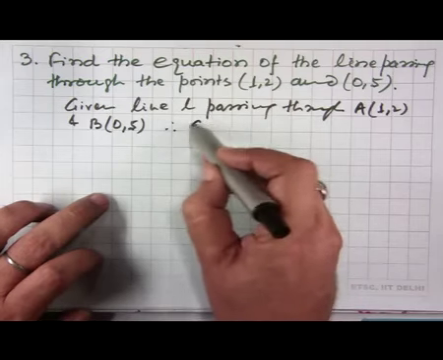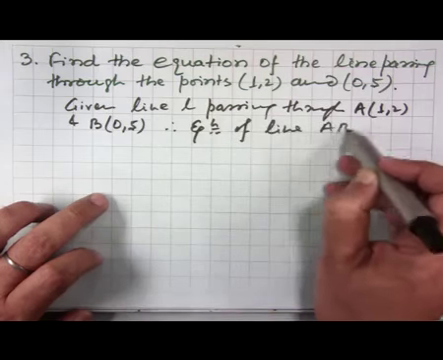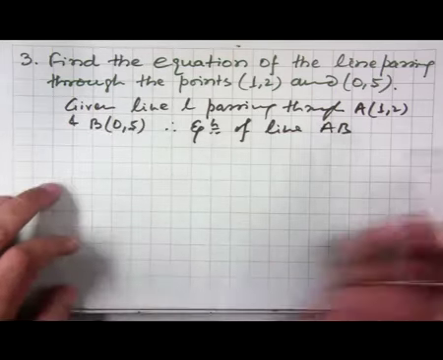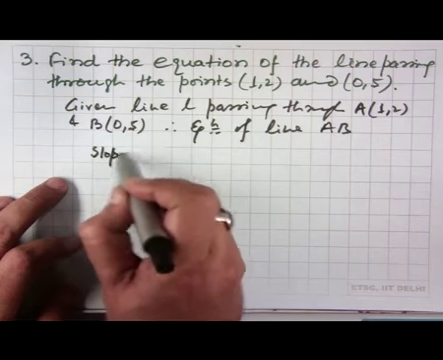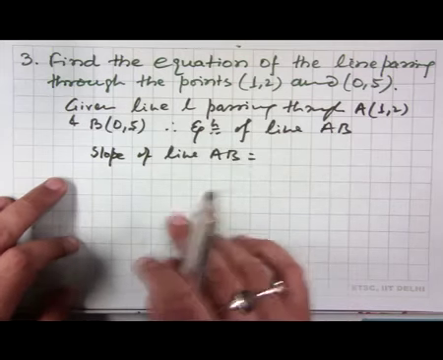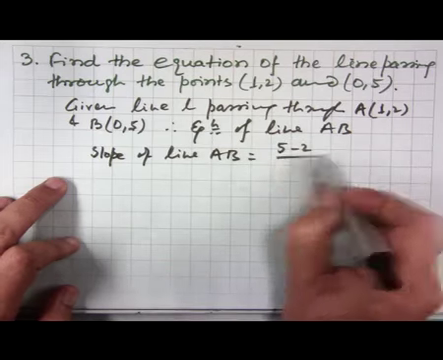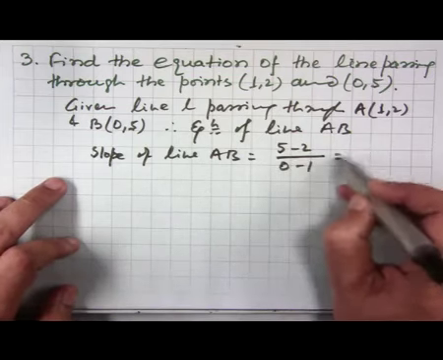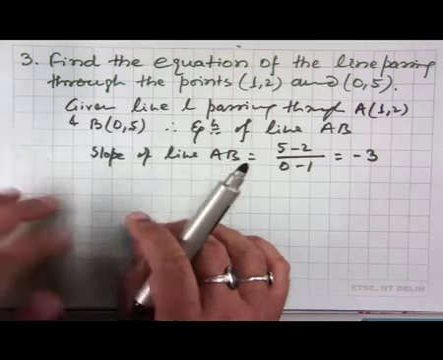So the equation of line AB can be found by using the two-point form, or you can find the slope of this line. So, just find the slope of line AB: y2 minus y1, means 5 minus 2, by x2 minus x1, 0 minus 1, which means minus 3.